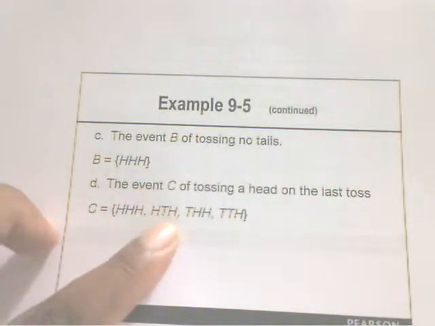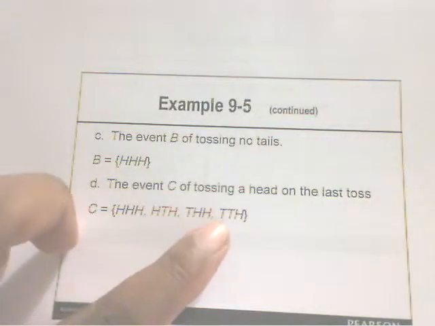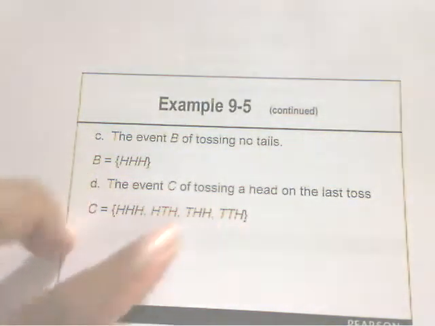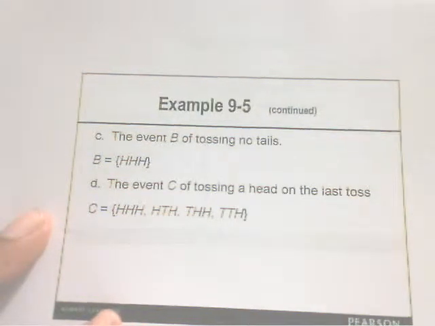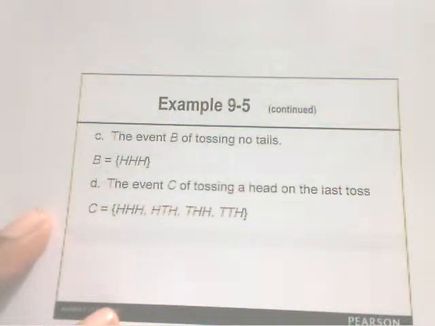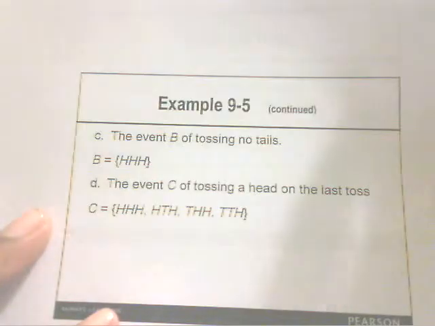Heads, tails, and heads. Then tails, heads, heads. And then tails, tails, heads is another. So those are the four possible outcomes of tossing a head on the last toss.